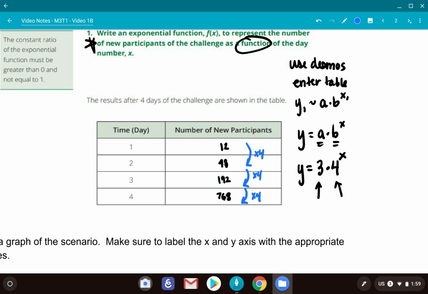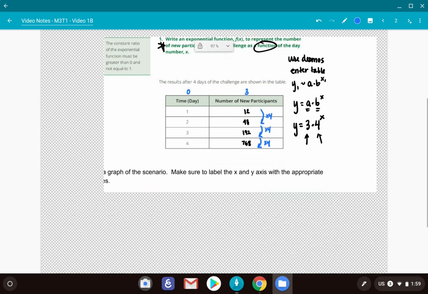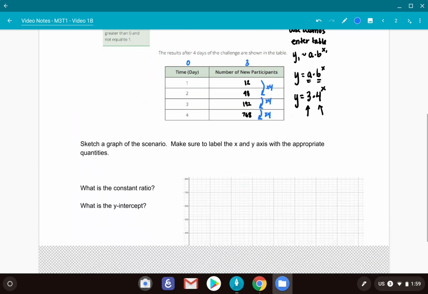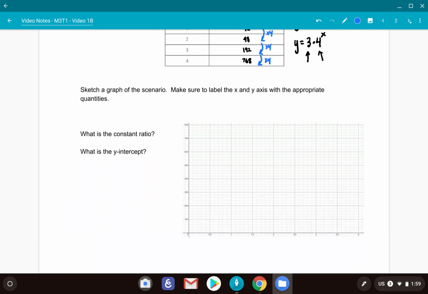So if we were multiplying by 4, we would have to start with 3 people. So that's going to be my y-intercept. And then we're going to sketch a graph of the scenario. So if we were graphing the scenario, our x-axis is going to be time, and our y-axis is going to be people or participants. And then we can say that we're starting with 3 people.